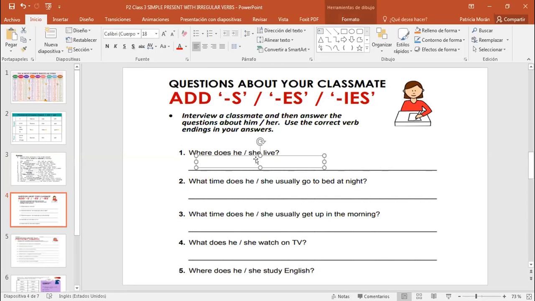Cuando yo respondo, ¿cómo debería responder? Suponemos que estoy hablando de una amiga. Entonces yo digo, she lives in Santa Ana, por ejemplo, ¿verdad? So, since I'm talking about he or she, I have to use the simple present third person singular rule. So that's what you need to be careful here. Identifying who are we talking about, which is the main verb, and how to convert it by adding these endings in the right spelling for the third person singular by adding S, ES, IES.